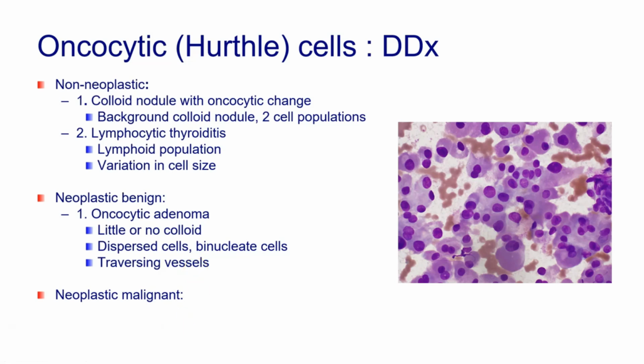And then there are the malignant neoplasms, which include oncocytic carcinoma, previously known as Hürthle cell carcinoma. And there are other malignancies such as papillary as well as medullary thyroid carcinoma, which can sometimes have an oncocytic appearance, but in this instance, the nuclear features are very important for the correct diagnosis.